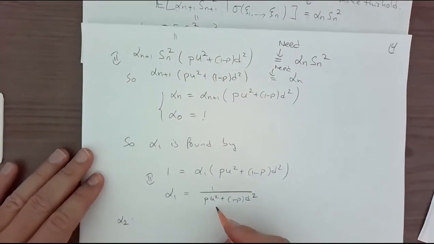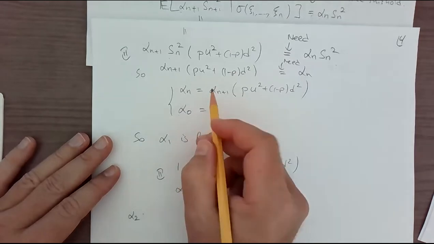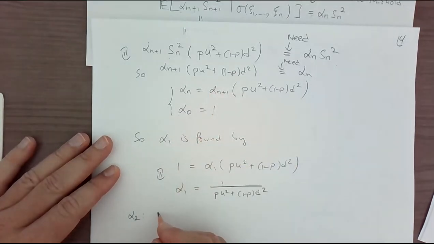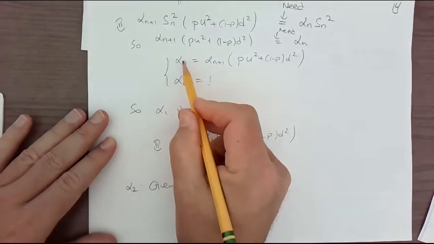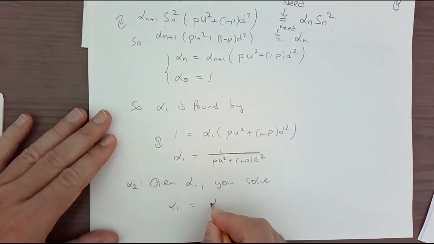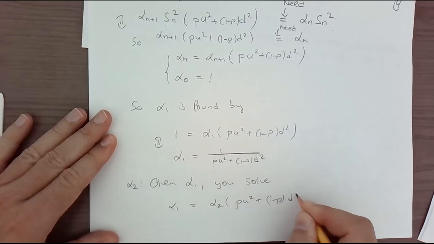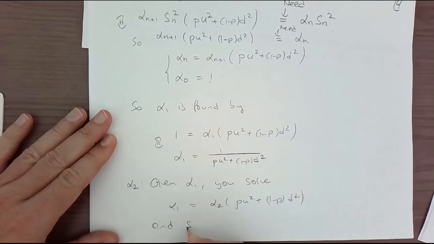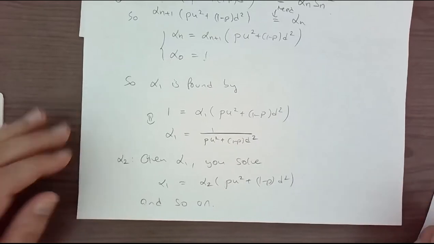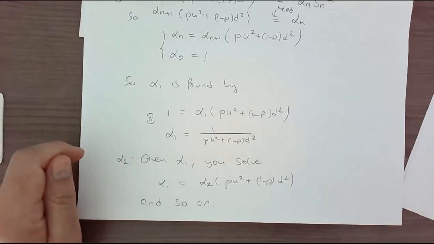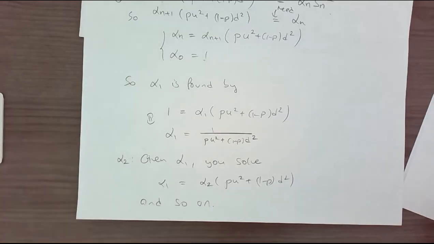Alpha 2 can be computed the same. You will have that. So given alpha 1, you solve: alpha 1 is equal to alpha 2 times this pu squared plus 1 minus p d squared, and so on.